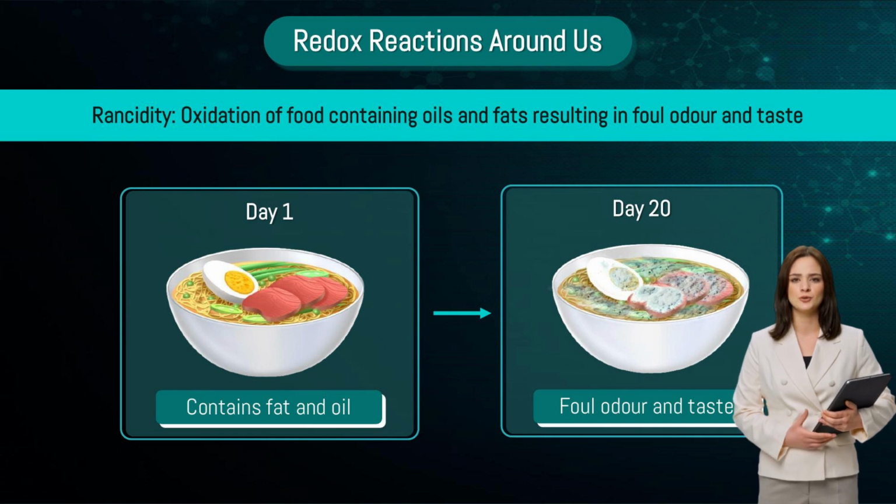Rancidity occurs when oils and fats in food oxidize, leading to unpleasant odors and tastes. Initially, food is fresh, but over time, exposure to air causes chemical changes. By day 20, the food develops a foul odor and taste, indicating significant oxidation. Understanding this process helps in preserving food quality and preventing spoilage.